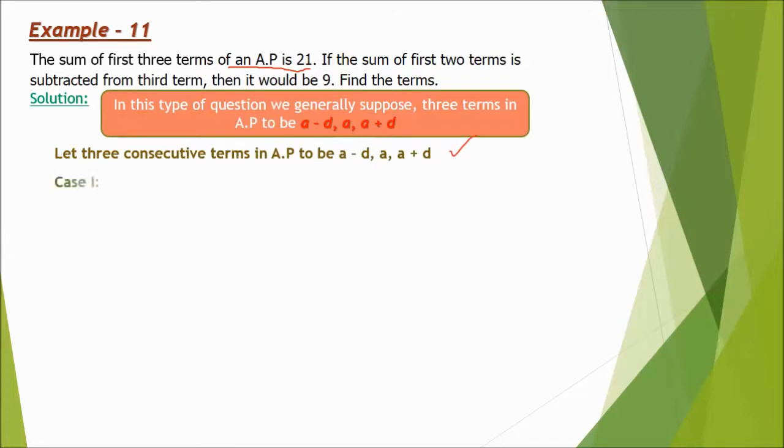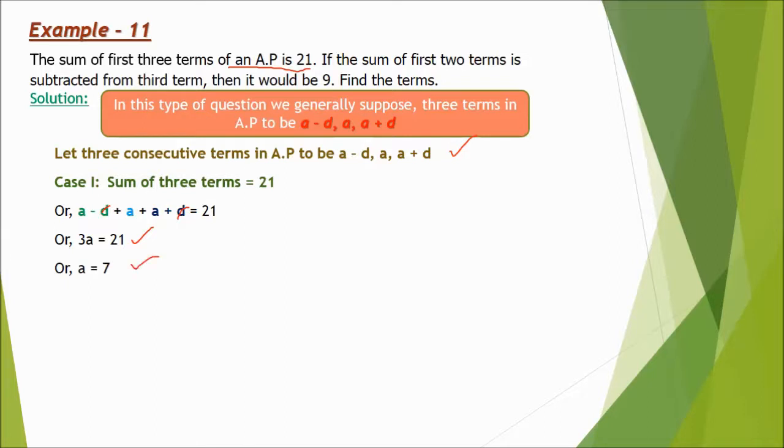Now case 1 is the same. The case 1 is the same. Sum of the 3 terms is 21. You can easily find the value of a from here. D and D are cancelled, so we get 3a. 3a is equal to 21 and the value of a is 7.